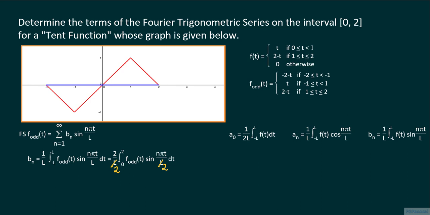With f sub odd being piecewise, there will be a couple of integral terms for b sub n. The first integral goes from 0 to 1, where f sub odd is equal to t. The integrand should be t times sine n pi t over 2. The second integral goes from 1 to 2, where f sub odd of t is equal to 2 minus t. The value of this integral is equal to 8 times sine n pi over 2 minus 4 times sine n pi all over n squared pi squared.